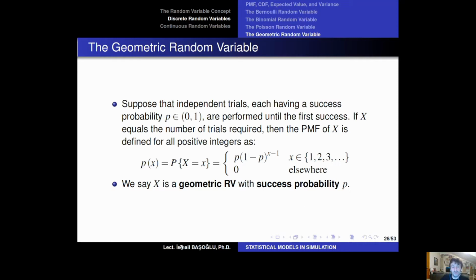Now, how can we model the probability of a geometric random variable being equal to x, which means the probability of you observing your first success in the x-th trial? This means first you need to observe failures for x minus 1 trials, then you are going to see a success. The potential values that the geometric random variable can take are only positive integers, and the only parameter that it has is the success probability.